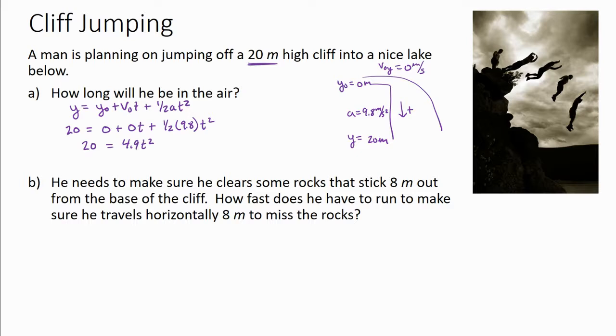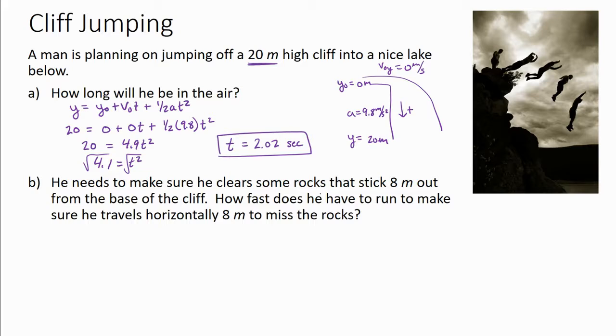Divide by 4.9, so 20 divided by 4.9 is going to give me 4.1 is equal to t squared. Square root that. t is equal to 2.02 seconds. Okay, not too bad, right?